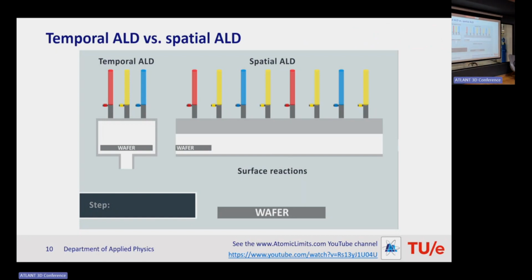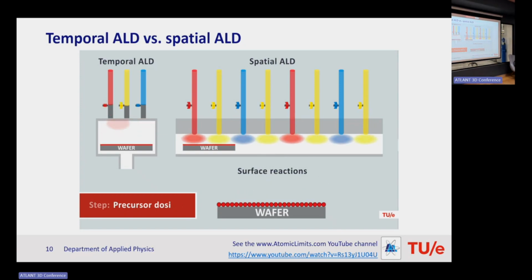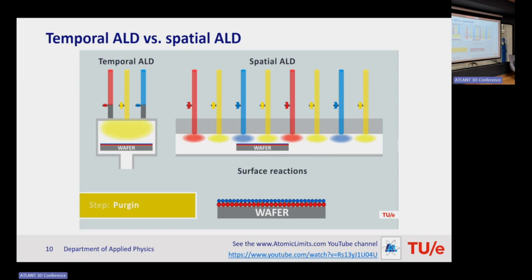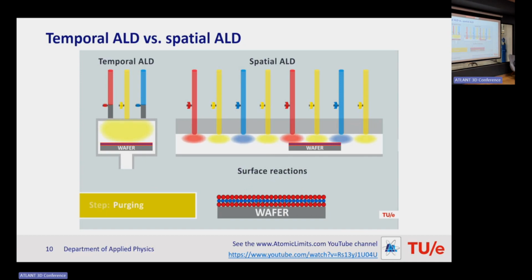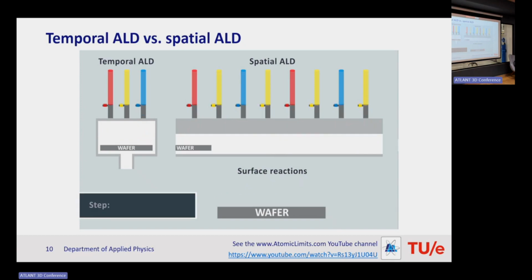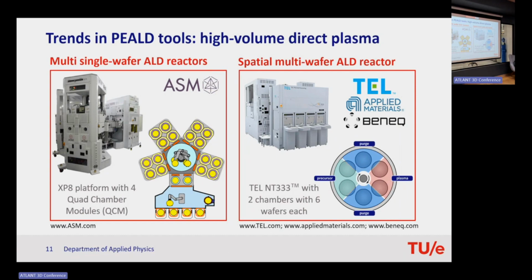So first of all, spatial ALD, I think you are familiar with this. The difference is in temporal ALD, we have a static wafer and we dose the gases one by one over time. In spatial ALD, we have a static injection of the precursors, and then we typically move the wafer. So in both cases, the wafer sees the different cycles. Here as a function of time, here as a function of the position, and of course also as a function of time in this particular case.